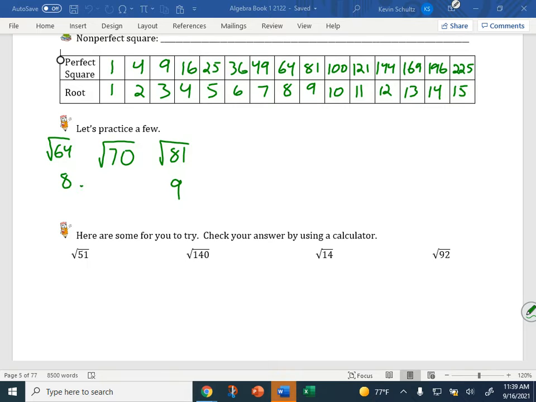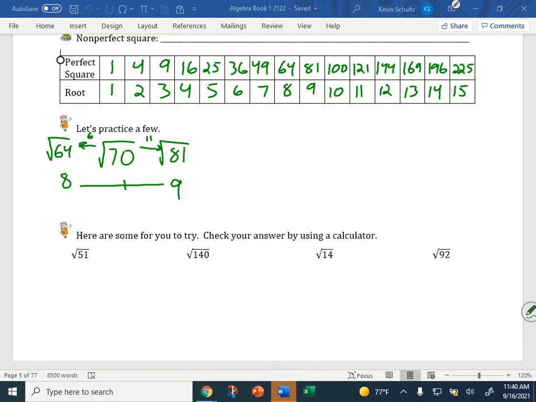So if we visualize an imaginary number line there and mark half, here's 8.5, which side of 8.5 will the root of 70 be on? Will it be less than 8.5 or will it be greater than 8.5? Exactly. Because 70 is closer to 64, it's only 6 versus 11 from 81. It's closer to 64, therefore it's going to be closer to 8.